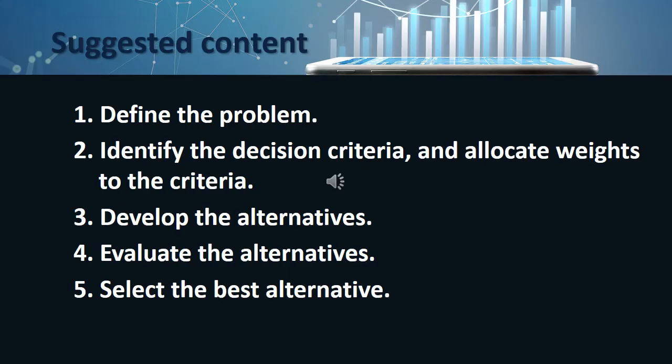As I stated on the course outline, my suggested content of your case report is as follows. First, define the problem. Second, identify the decision criteria and allocate weights to the criteria. Third, develop the alternative courses of action. Fourth, evaluate those alternatives. And fifth and last, select the best alternative for your solution.